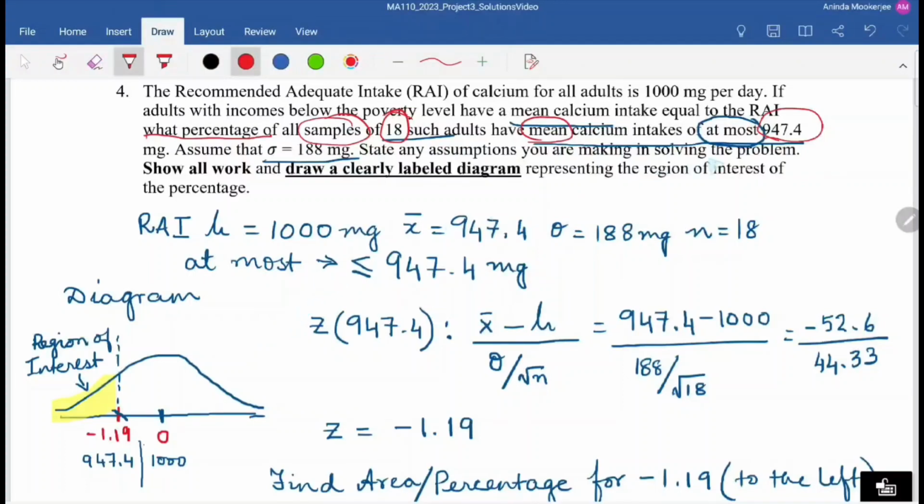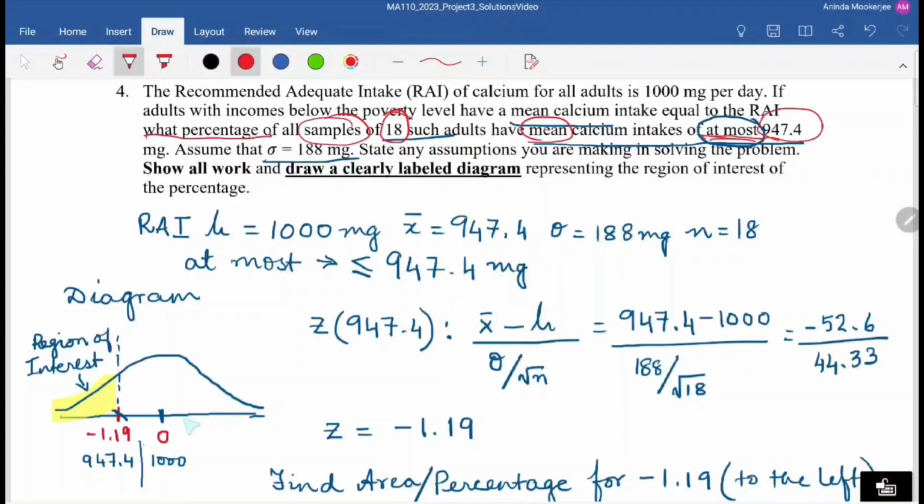And what are we looking for? At most. Now we can look at this phrase, at most. At most means less than or equal to 947.4 milligrams. So they're asking us what percentage of intakes is at most 947.4. That means 947.4 is the highest value. It could be values less than that, therefore less than or equal to 947.4.